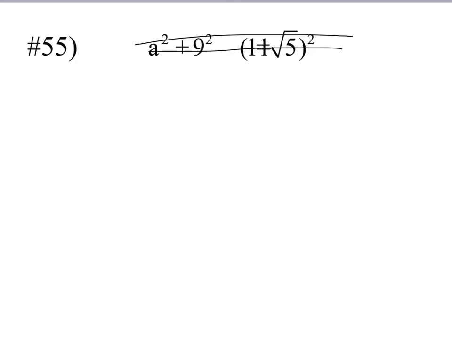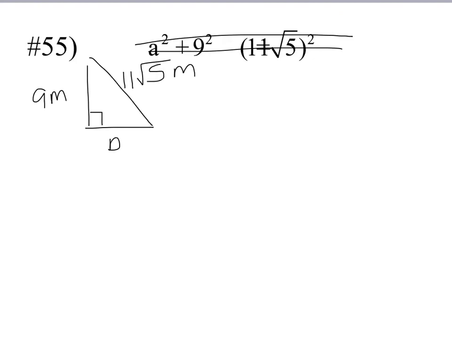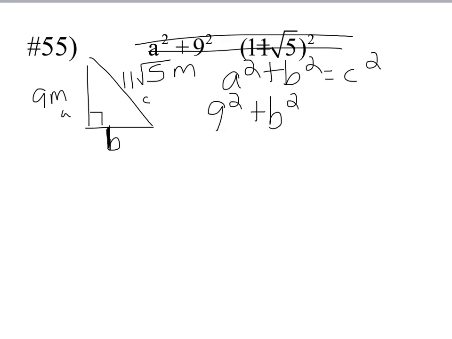Okay. The triangle for 55 looks like this. And has 9 meters here and 11 square root of 5 meters here. And we're going to say this one's B, this one's A, and this one's C. All right, so again, A squared plus B squared equals C squared. So A is 9, so 9 squared plus B squared is equal to 11 square root of 5 squared.